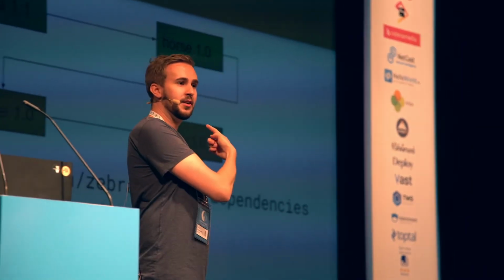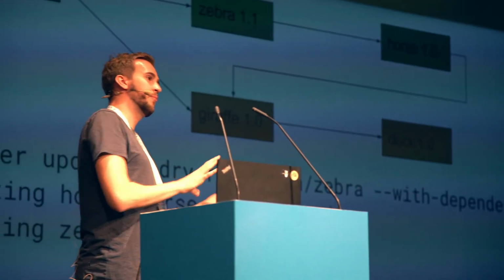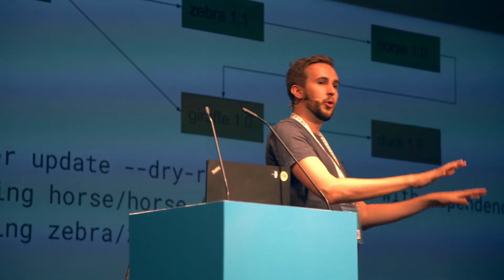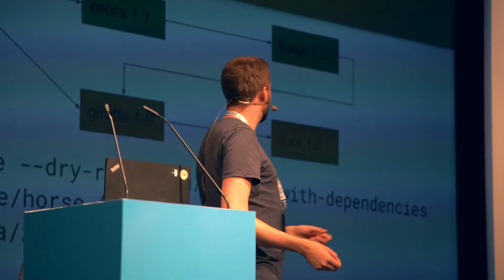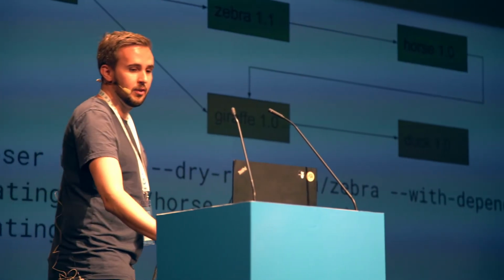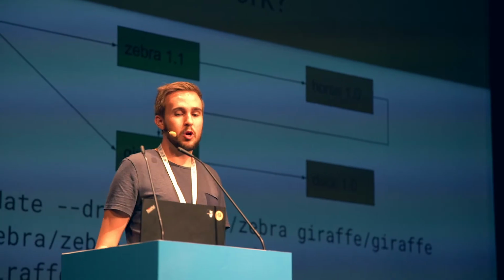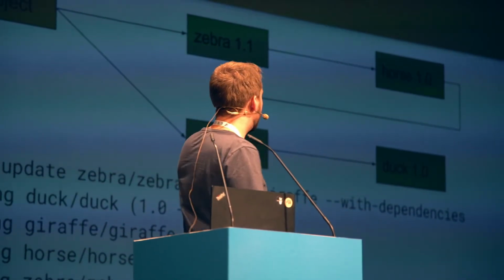Right, stop. So it doesn't actually update giraffe. The reason for that is that giraffe is a main dependency of your project, so it doesn't touch that. So it'll update all those dependencies that you aren't managing yourself in your Composer JSON. So in this case, it'll update zebra and it'll update horse. So if we update zebra and giraffe, it'll update exactly zebra and giraffe. And then if we run this with dependencies, it'll actually update everything.